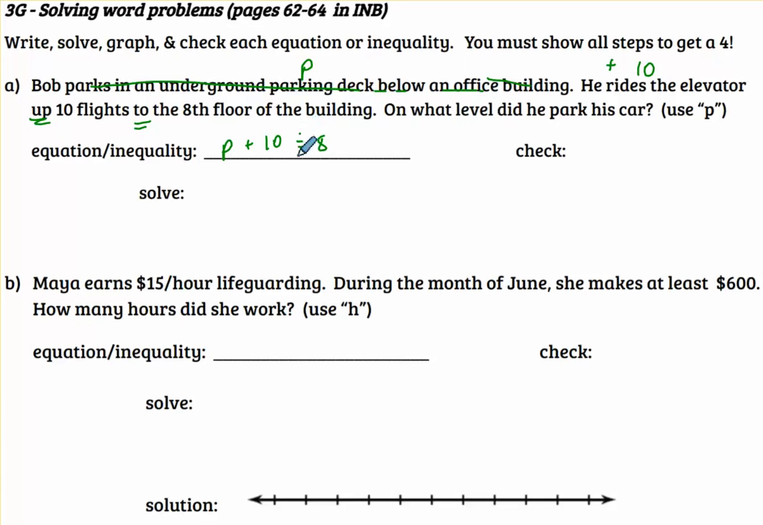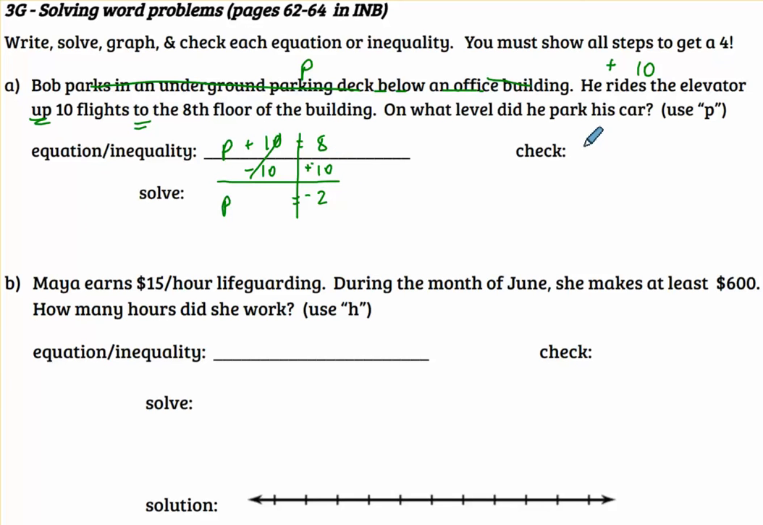And now we solve. We draw a river. We're going to subtract 10 on both sides, since that's how we're going to get P by itself. The 10's cancel out. I'm left with P. I'm left with equals. And I need to leave change opposite. Positive 8 plus a negative 10 is a negative 2.